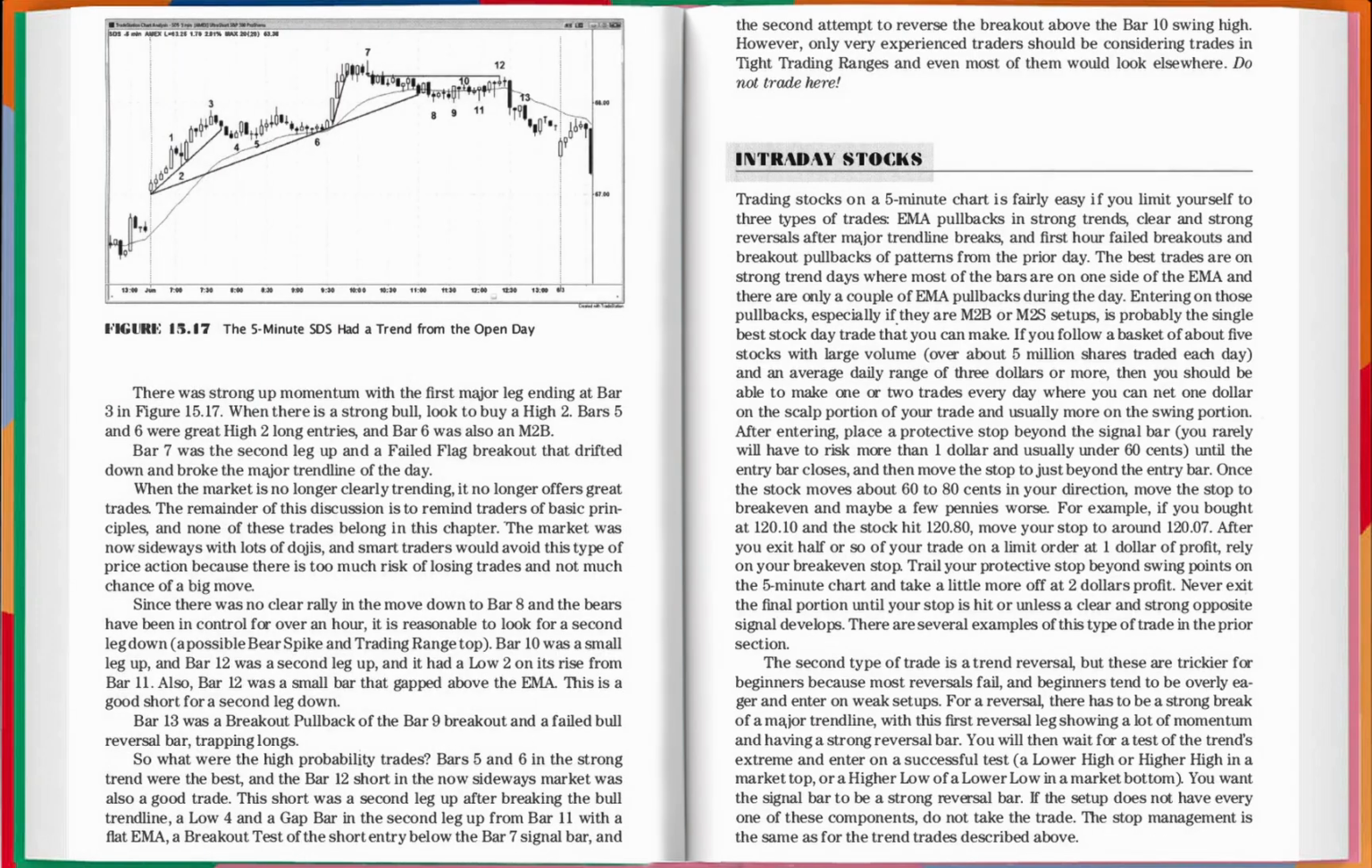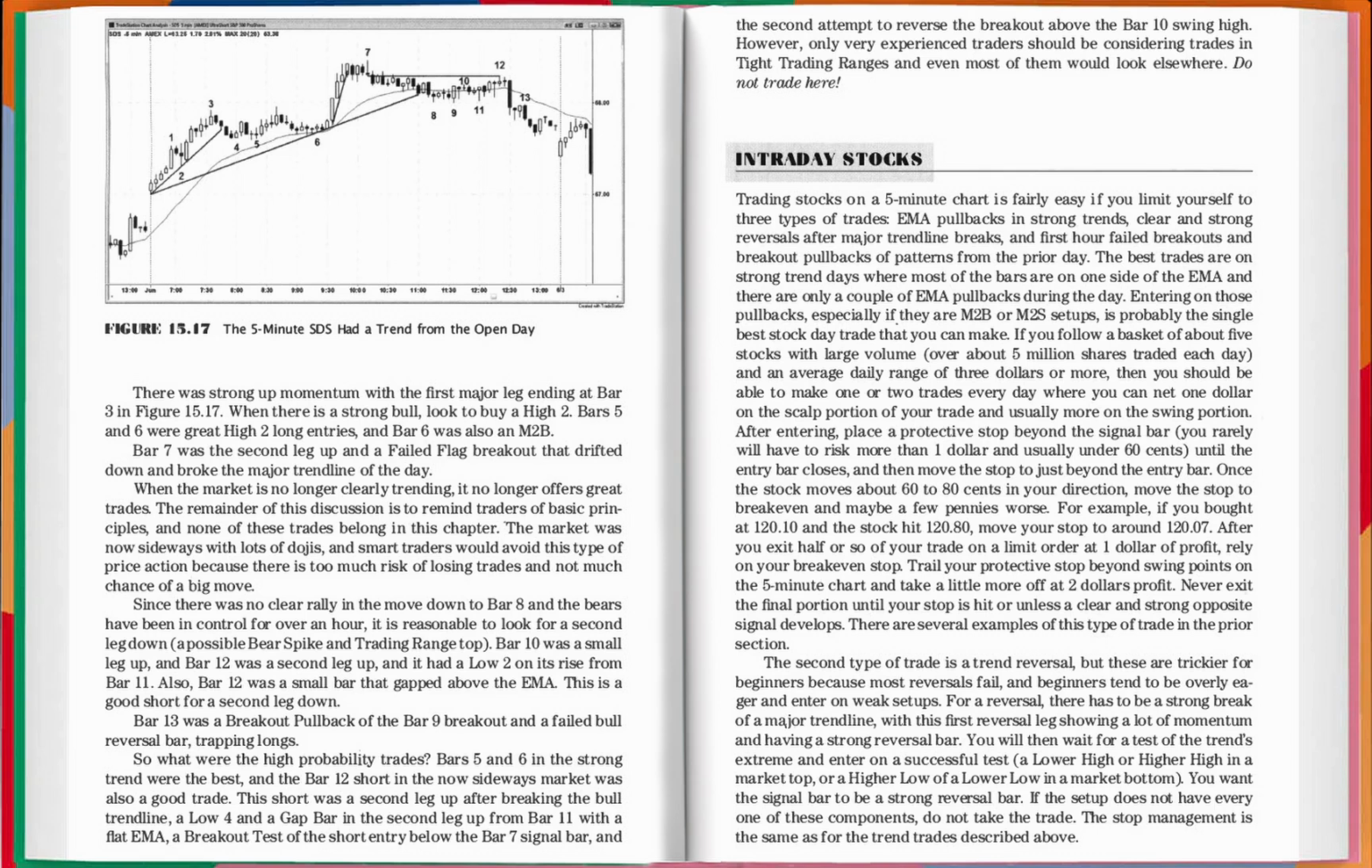There was strong up momentum with the first major leg ending at bar 3 in figure 15.17. When there is a strong bull, look to buy a high 2. Bars 5 and 6 were great high 2 long entries, and bar 6 was also an M2B. Bar 7 was the second leg up, and a failed flag breakout that drifted down and broke the major trend line of the day. When the market is no longer clearly trending, it no longer offers great trades.